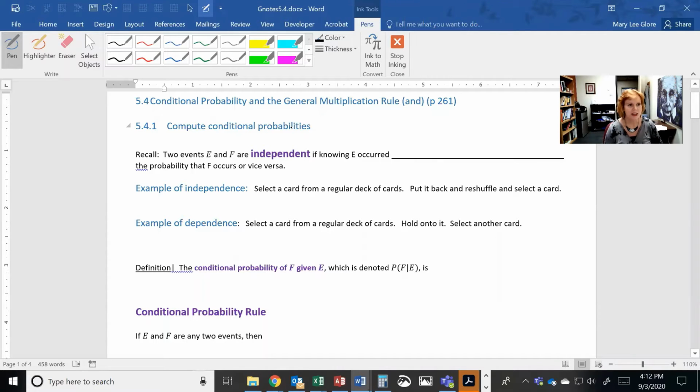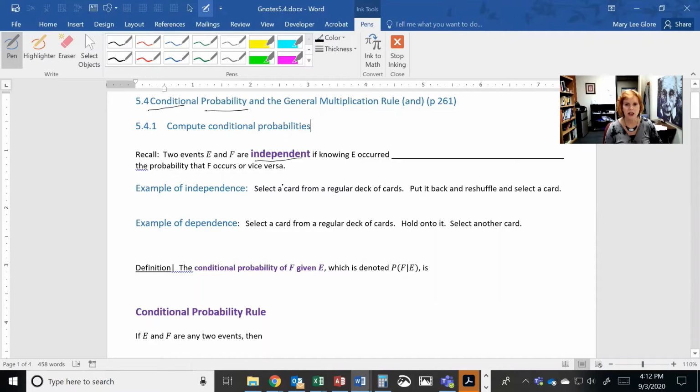Today we're going to learn about conditional probabilities. It's something we've already been talking about a little bit, but we're going to talk about how to calculate probabilities using them. Recall last time we were looking at whether events were independent or not.